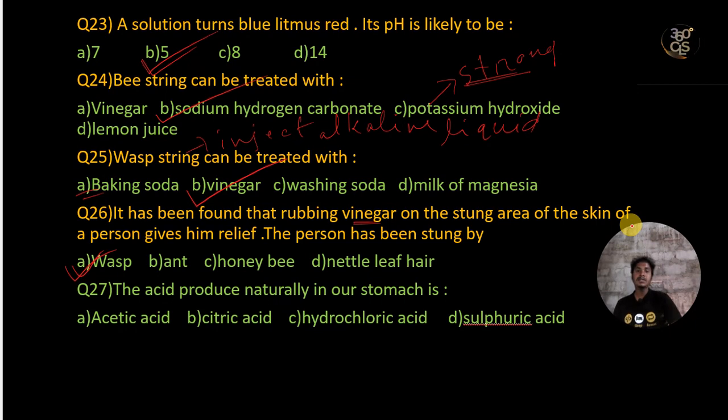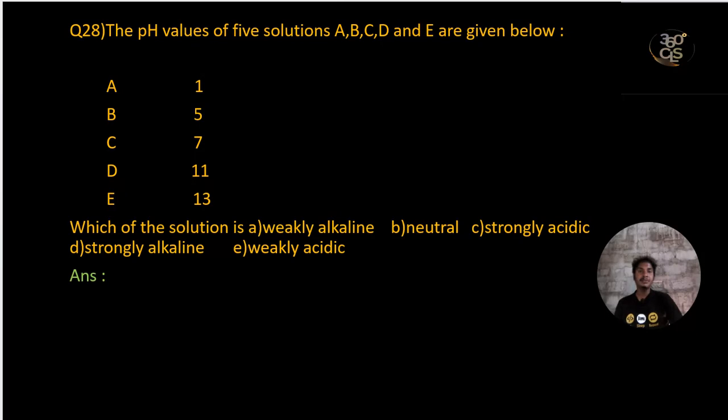The next problem is, the acid produced naturally in our stomach is what? That is hydrochloric acid. The next problem is, the pH values of 5 solutions A, B, C, D and E are given below. A 1, B 5, C 7, D 11, E 13. So which of the solutions is weakly alkaline? Weakly alkaline means less than or equal to 11, so that is D.